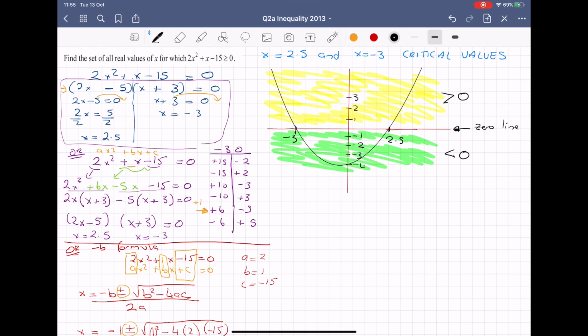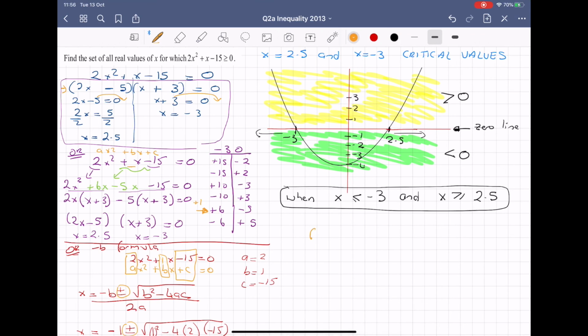So the question, when is that graph greater than 0? In other words, when is that graph up in this area of the graph? Well, can you see that it is over here and this line goes on forever, and over here and this line goes on forever? So the way you answer it is when your x values are less than or equal to minus 3, which is out here, and when x is greater than or equal to 2.5. So that's your answer to that question.